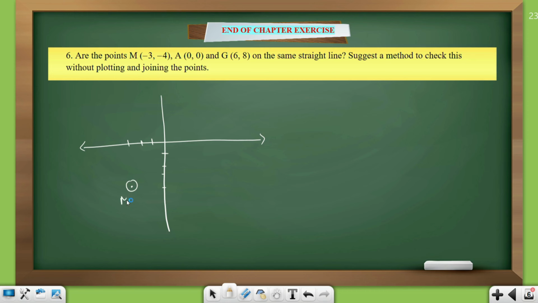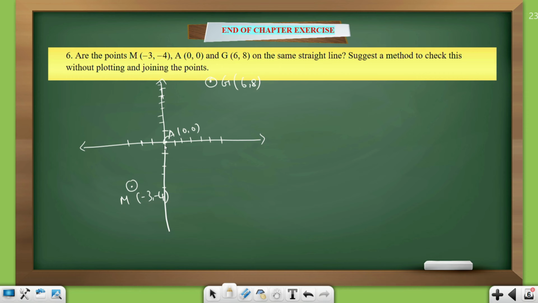So this is our point M, which is (-3, 4), and the point A is our origin (0, 0), and the next point is G: 1 2 3 4 5 6, and here 1 2 3 4 5 6, and this must be 7, 8. So here the next point is (6, 8). Now I'm assuming the point has to be here, the point G (6, 8).